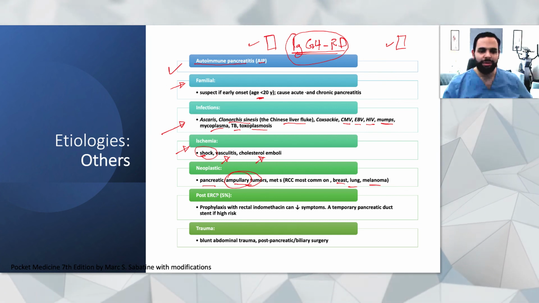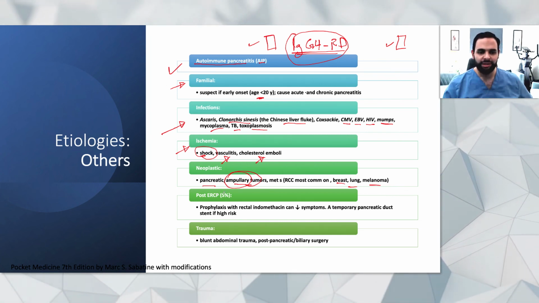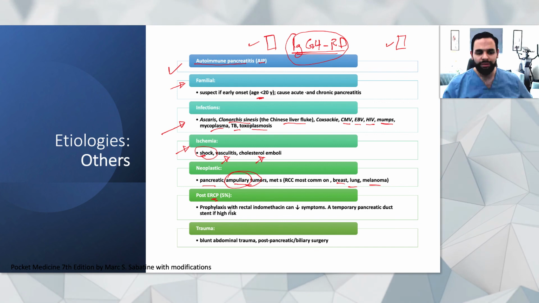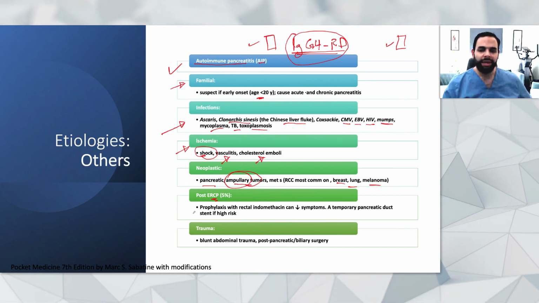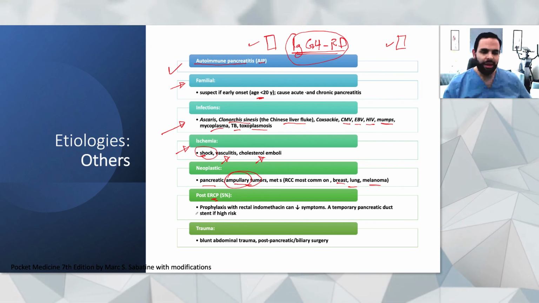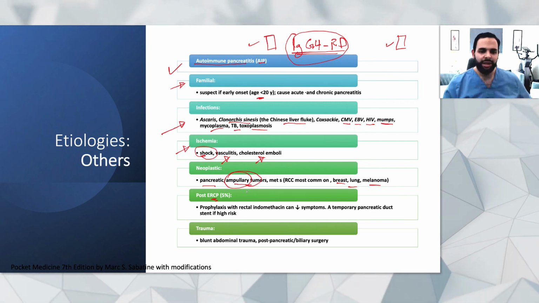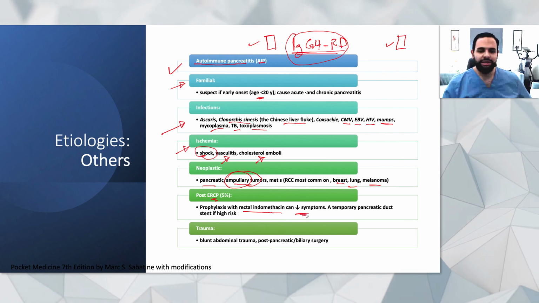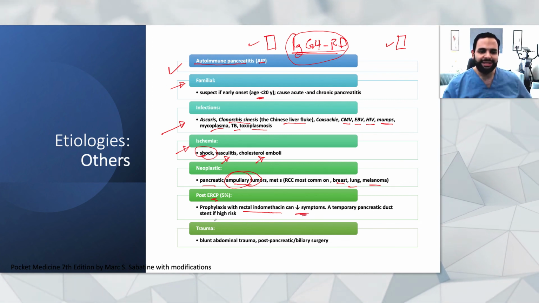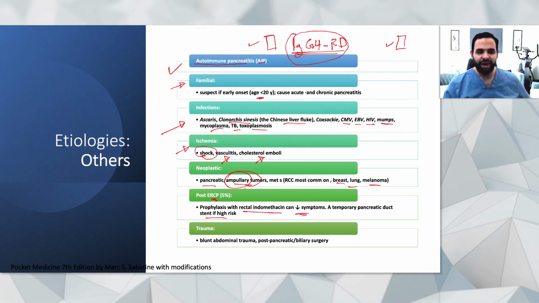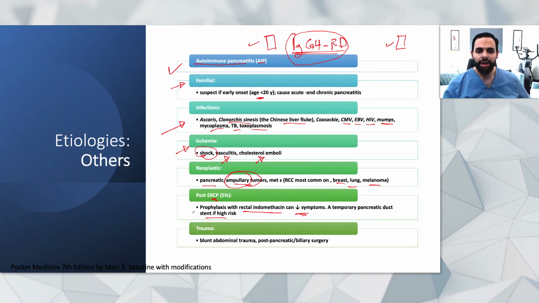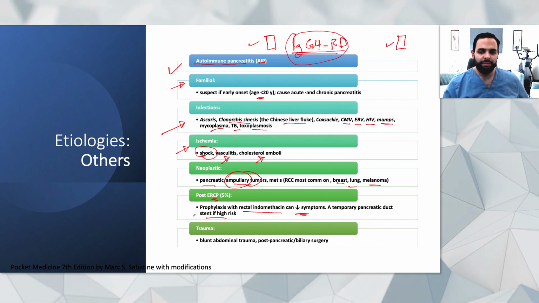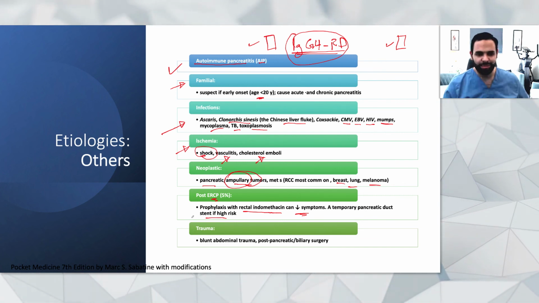Post-ERCP, that's endoscopic retrograde cholangiopancreatography. You use a scope, inject a dye, and then image with fluoroscopy. Because you engage the ampulla of Vater and inject into the pancreatic duct, you can cause local inflammation. So prophylaxis can be done with rectal indomethacin, which can decrease the symptoms, and a temporary pancreatic duct stent can be placed in those patients who are suspected to have a high chance of local inflammation and obstruction of the ampulla of Vater, so you try to prevent that by placing a stent. Inflammation causes edema and narrowing.